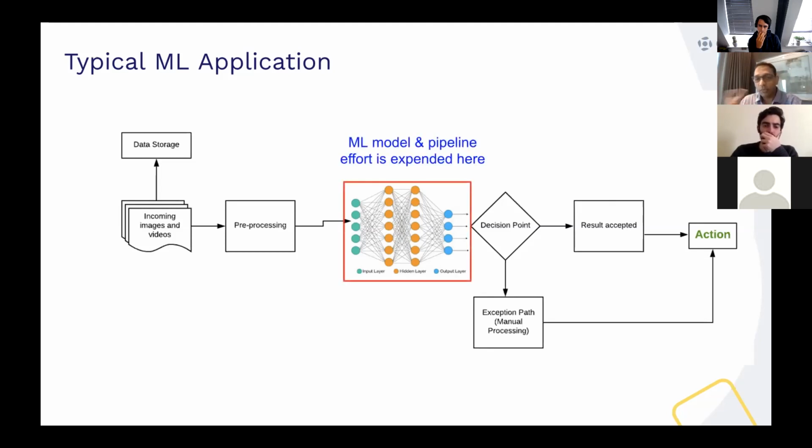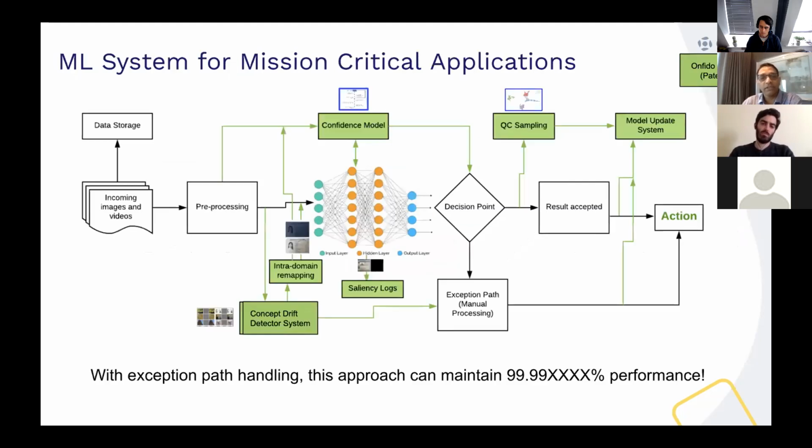In this model, most of the effort is in that central ML model and pipeline. I'm calling it a model in the middle, but while it looks like an ML model, it's actually a pipeline. There are probably several pieces in there, okay? This is just fine for a traditional machine learning based application. But the moment you want to deploy this for a mission critical application, you need to do a lot more. So let's see what that looks like.